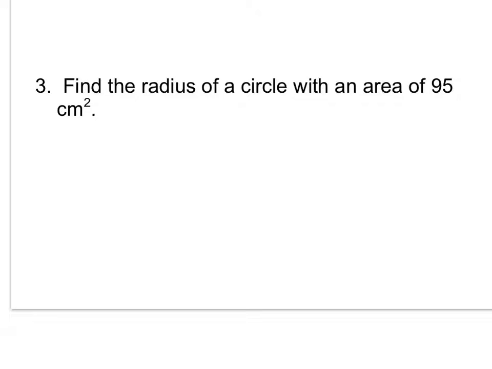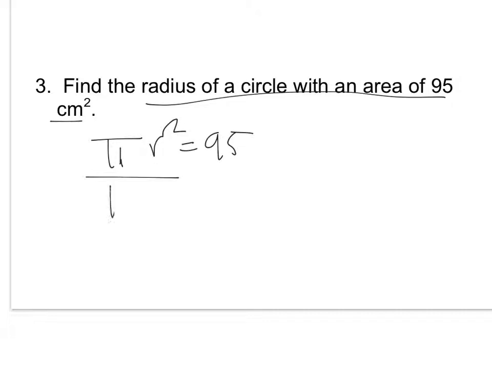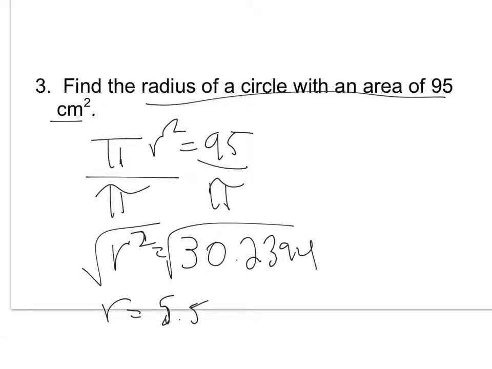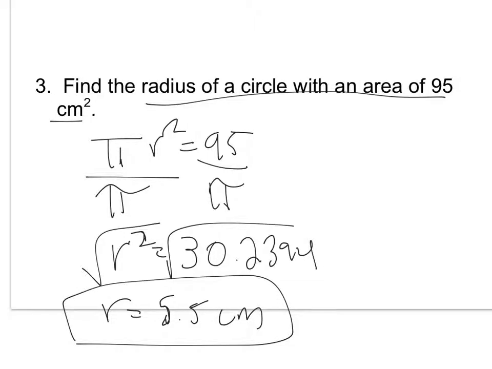So now working backwards, figure out the radius of a circle with an area of 95 units squared. So pi r squared equals 95. So I want to divide by pi. So 95 divided by pi is going to be 30.2394. And then if I square root both of those, that's going to give me my radius. So it's going to be rounded about 5.5 centimeters. That's going to be my radius. Okay, so rounded, it's 5.499, so I just rounded to 5.5.